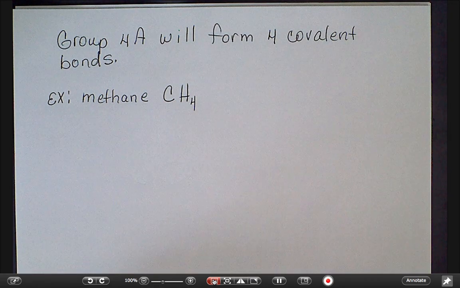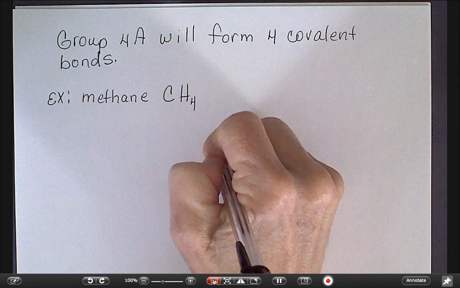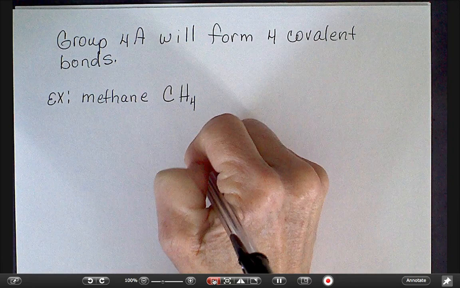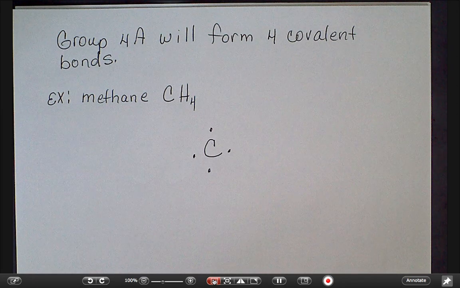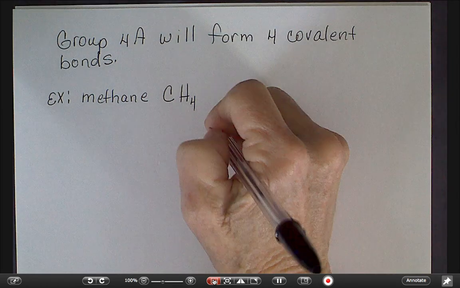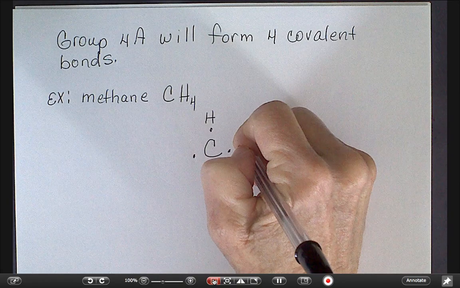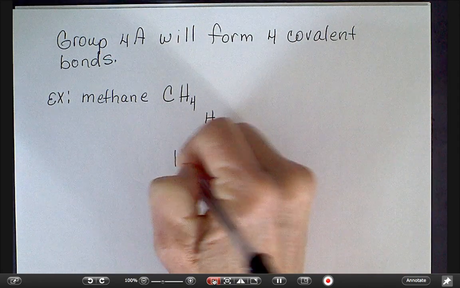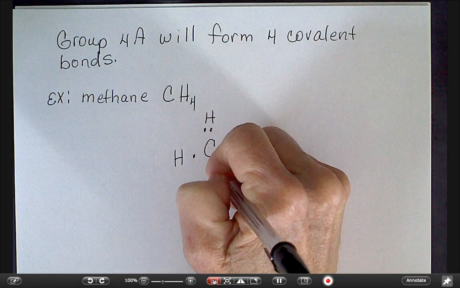Okay, look at carbon. It's in group 4. It has how many valence electrons? 4. Okay, so the C goes in the middle. Put your 4 dots and attach your 4 hydrogens. Where are they going? At all 4 sides. Each one bringing how many dots? 1.